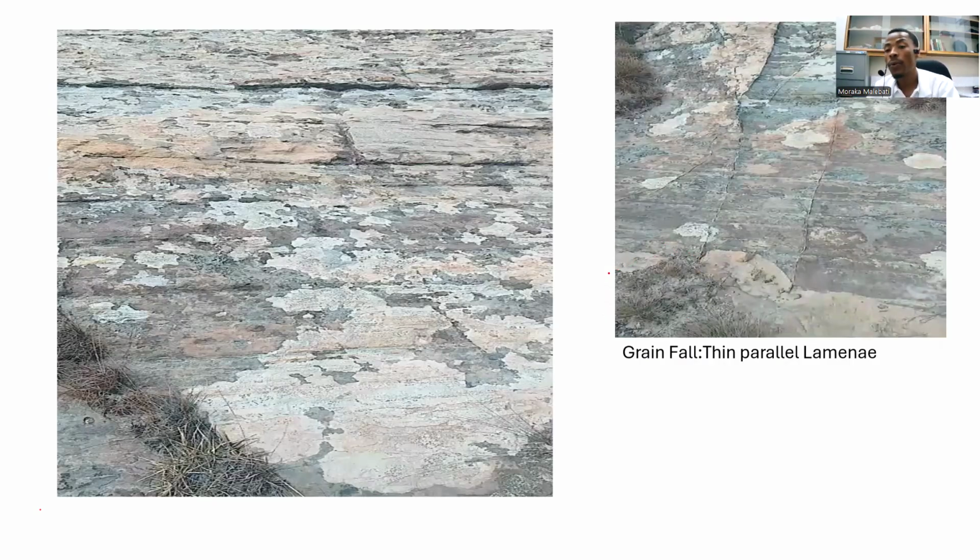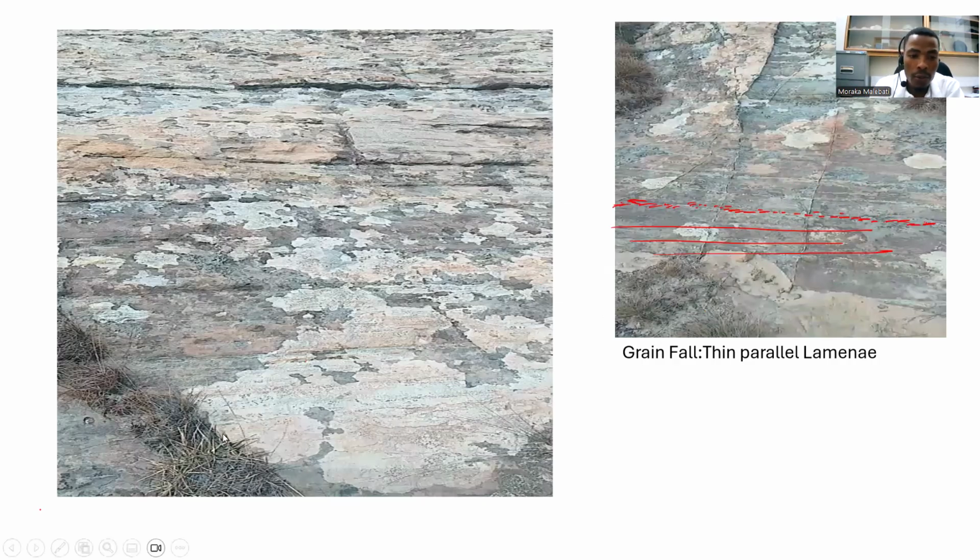Here we have the facies that were caused by grain flow and grain fall. But here we are having grain fall because we are having this thin parallel lamination. You can see this thin parallel lamination. And this whitish material here could be that calcification that I talked about. It's secondary, so it came later on to bind these facies. So this one is clearly grain fall.